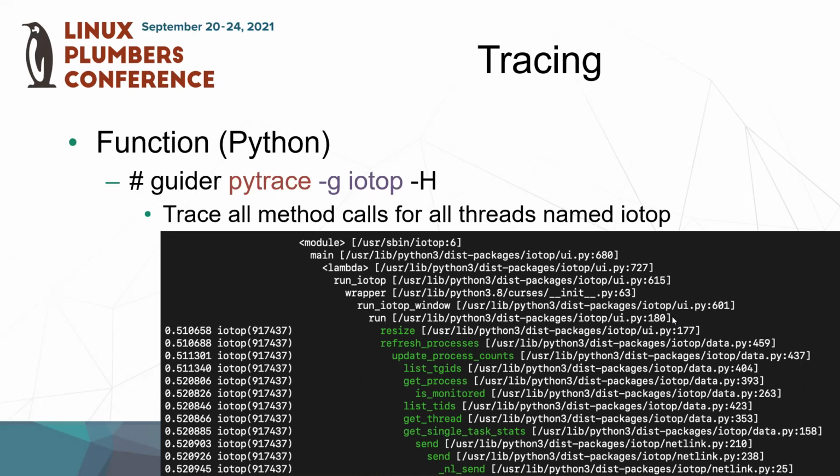The target was the IO top program, which is written in Python and prints IO usage every second in real time. Call commands used in previous native function tracing are also available for this feature.